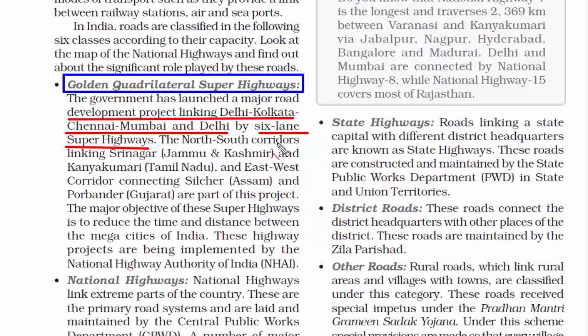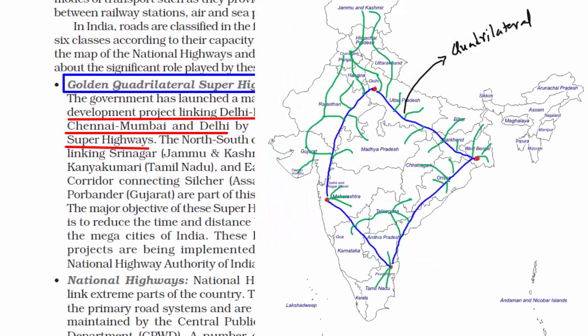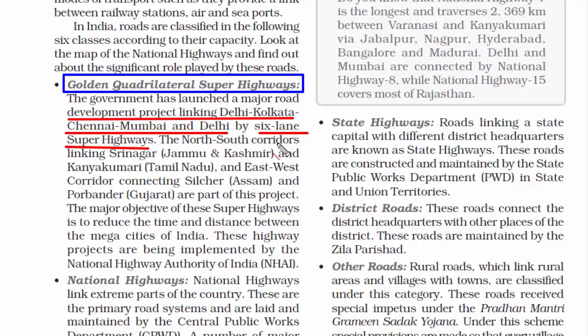Similarly, golden quadrilateral is like an outer ring road for India, and all the national highways and state highways are connected to this quadrilateral. So because of these superhighways, the interconnectivity between national and state highways gets a massive boost. Because now due to this, roads are linking cities like Srinagar in Jammu and Kashmir to Kanyakumari in Tamil Nadu. Similarly, the roads in Silchar, Assam, which is on the eastern side of India, are now connecting to cities like Porbandar in Gujarat on the west side of the country.